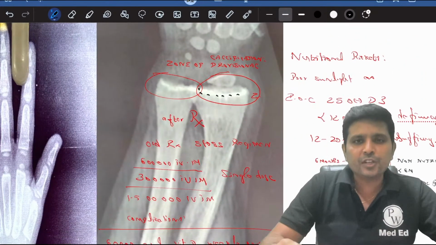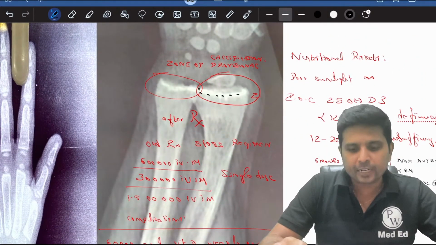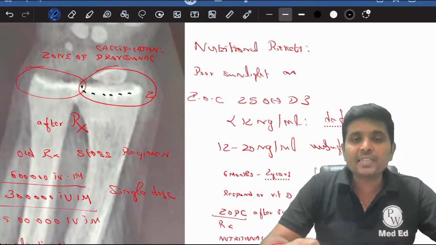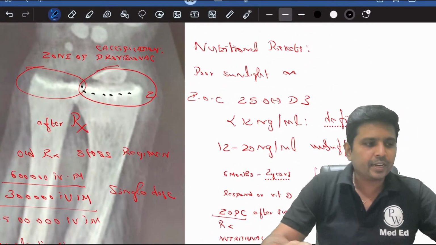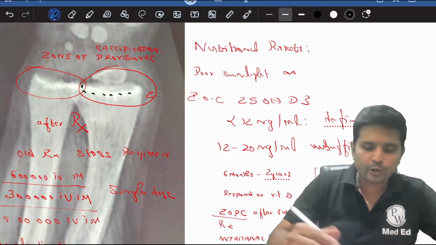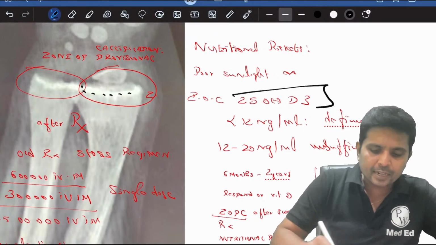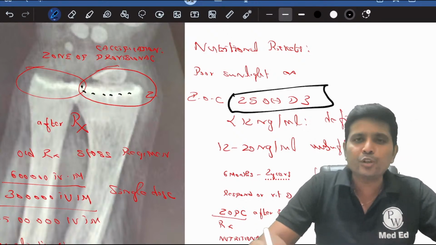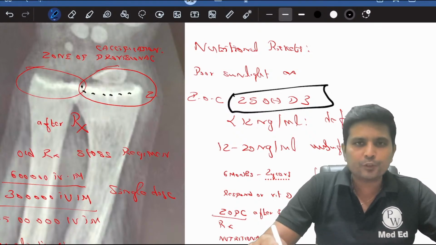So zone of provisional calcification is very, very important. So what is the investigation of choice for nutritional rickets? The investigation of choice for nutritional rickets is 25-OH-D3, 25-hydroxy-D3. That is the investigation of choice.